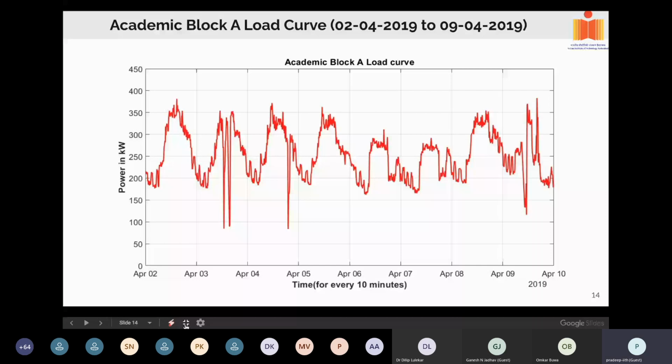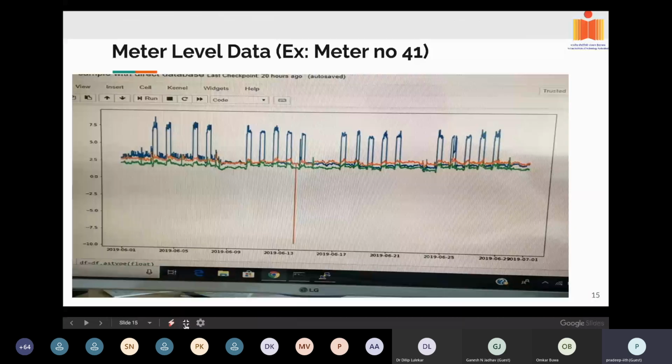Similarly, for a particular meter, here is a three-phase meter. We can notice that for the entire 1 month, only one particular phase is getting overloaded. Other phases are not getting overloaded. So that is one example here.